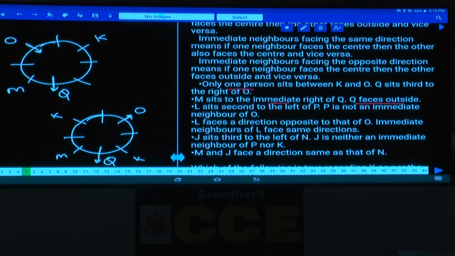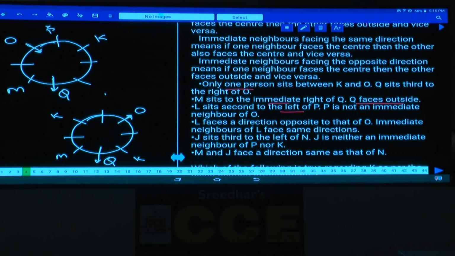Now in case 2, we have 2 different possibilities. One person between K and O, Q sits out to the right of O, M sits to the immediate right of Q, and Q faces outside. L sits second to the left of P, which means L and P must be in alternate places. P is not an immediate neighbor of O. As P is not an immediate neighbor of O, P cannot be here and P cannot be here.